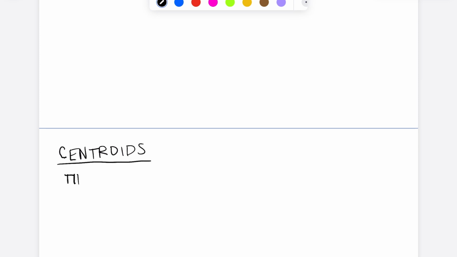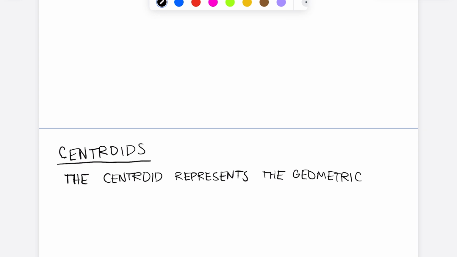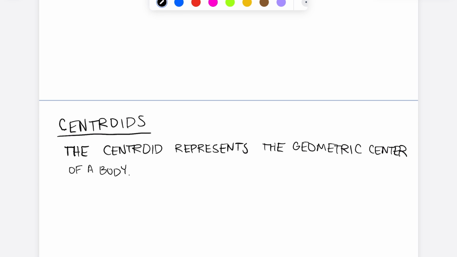Here we go. So the centroid represents the geometric center of a body. Now, the centroid may coincide with the center of mass or center of gravity if the material that your body is composed of is uniform or homogeneous. So let's think about that one.